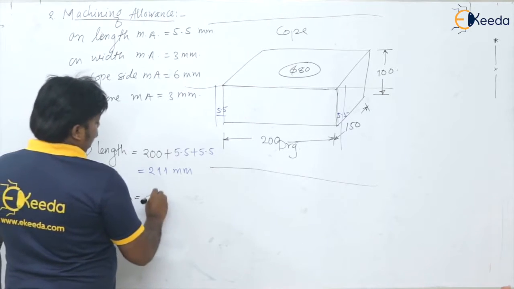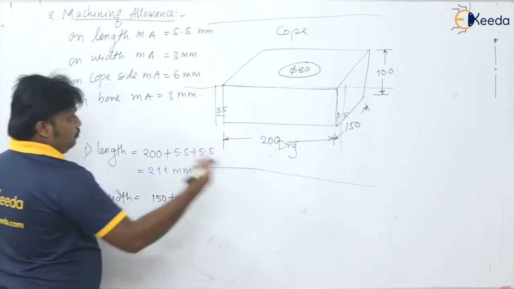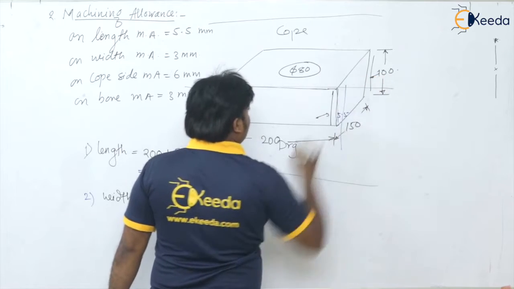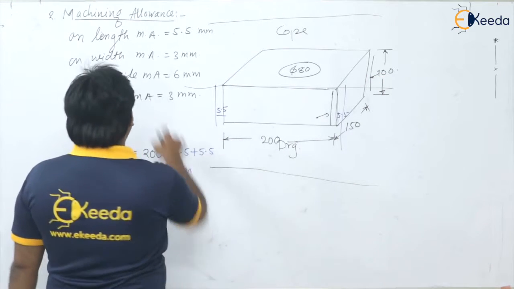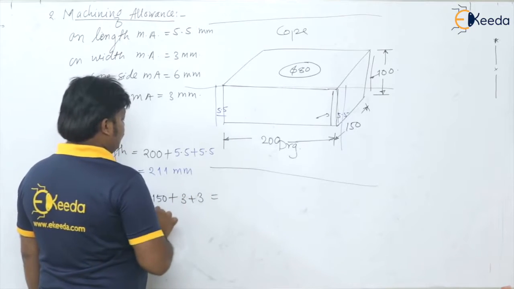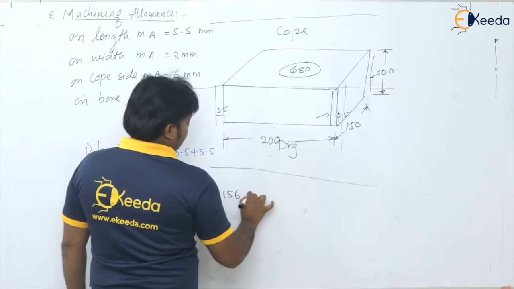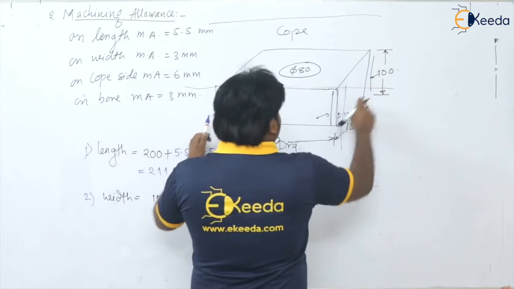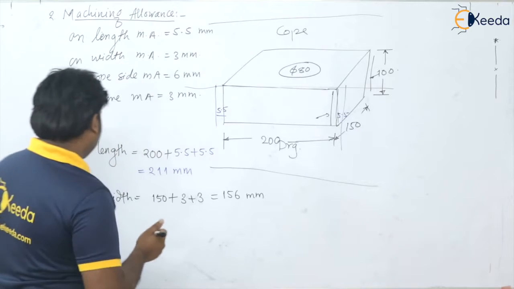is how much? 150 millimeter. From both the sides, from here and from here, we are going to add how much? For width, 3 millimeter, so 3 plus 3, it is how much? 156 millimeter. And don't forget, these are all external dimensions, isn't it? These are all external dimensions.